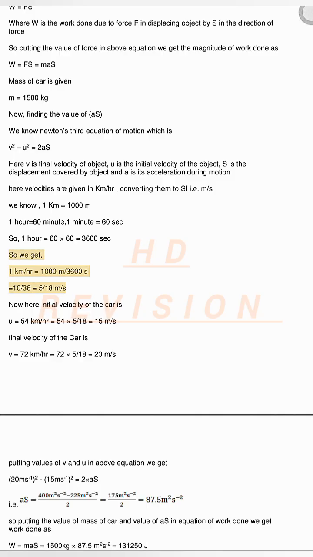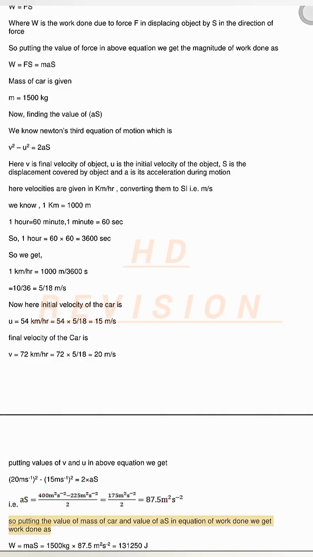Now here the initial velocity of the car is u equals 54 kilometers per hour equals 54 times 5/18 equals 15 meters per second. The final velocity of the car is v equals 72 kilometers per hour equals 72 times 5/18 equals 20 meters per second. Putting the values of v and u in the above equation we get 20 squared minus 15 squared equals 2 times as.